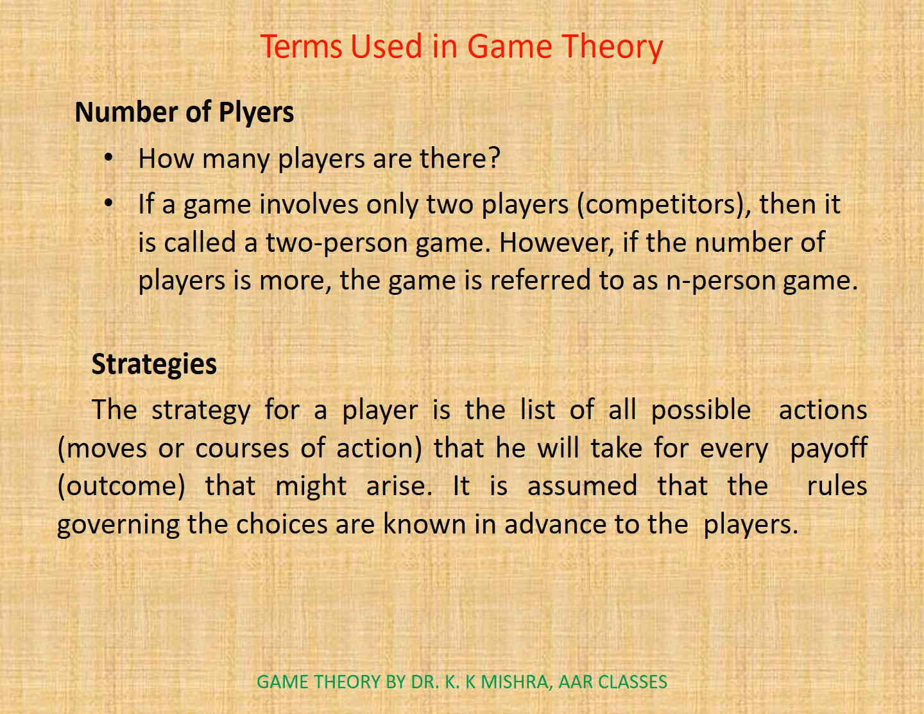Number of players. How many players are there? This is important. If a game involves only two players, that is competitors, then it is called a two-person game. However, if the number of players is more, the game is referred to as an n-person game. Strategies. The strategy for a player is the list of all possible actions, meaning moves or courses of action, that he will take for every payoff, that is outcome, that might arise. It is assumed that the rules governing the choices are known in advance to the players.